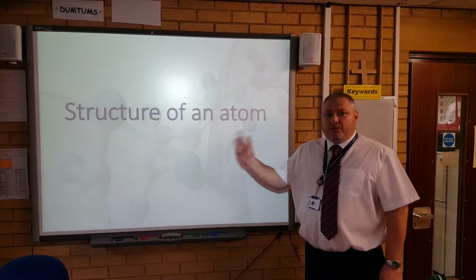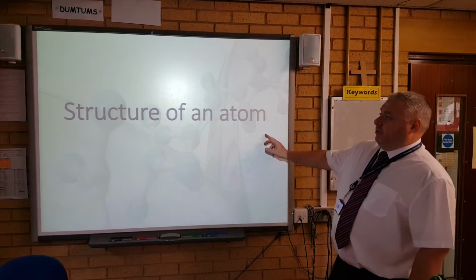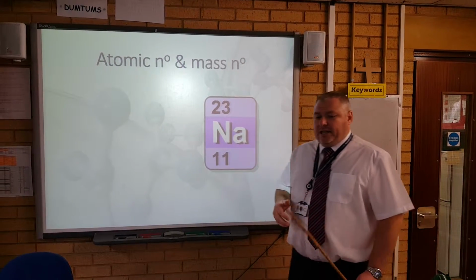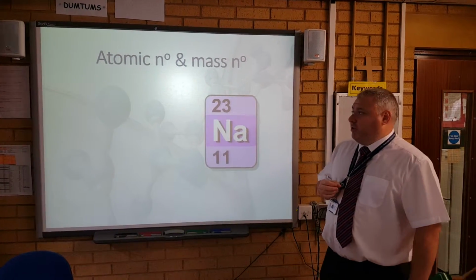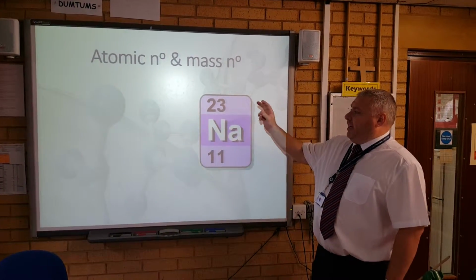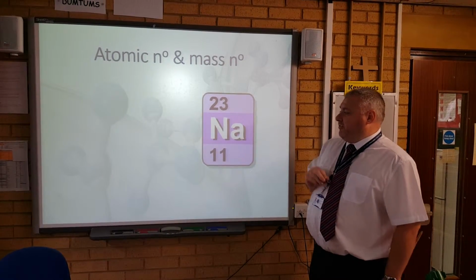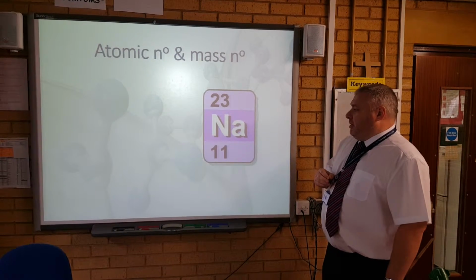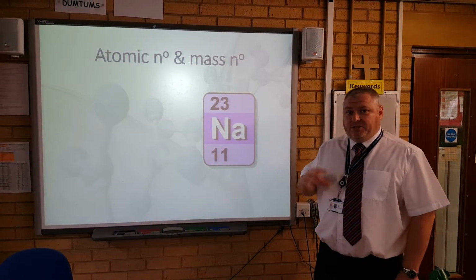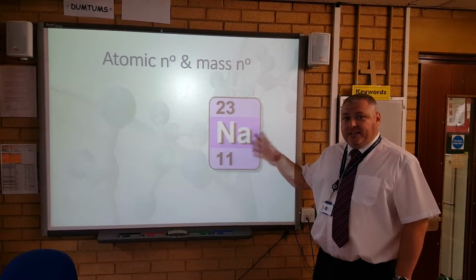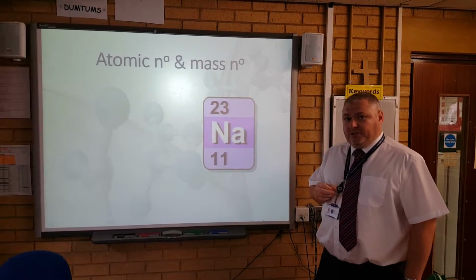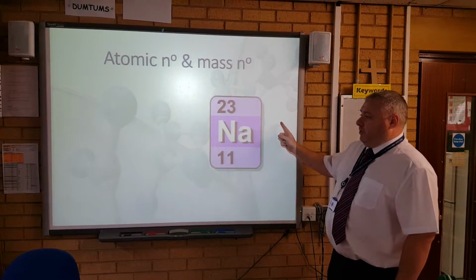In this video we're going to look at the structure of an atom. To work out the structure of a particular atom, we need to understand the mass number and the atomic number. These are the numbers that you find on the periodic table, which you get in the exam, so you don't have to worry about remembering this data. You will always receive a copy of the periodic table in your exam.